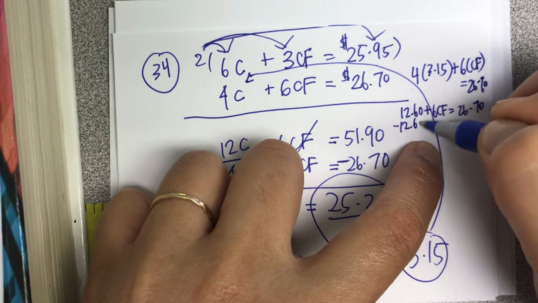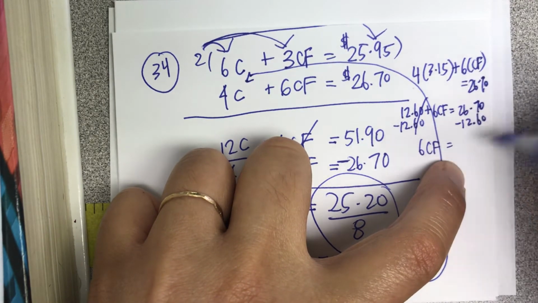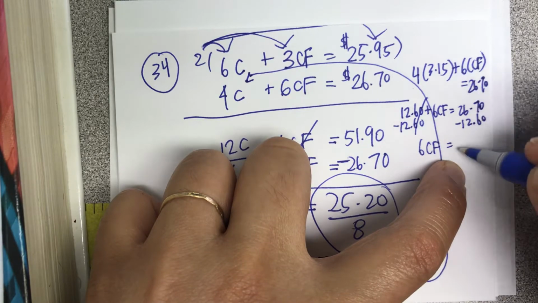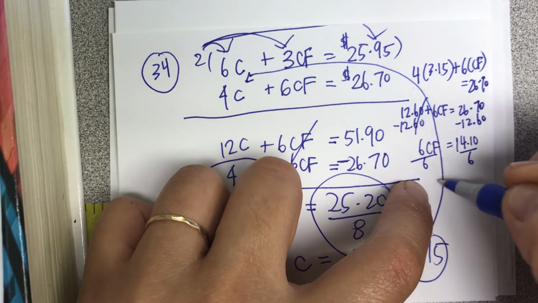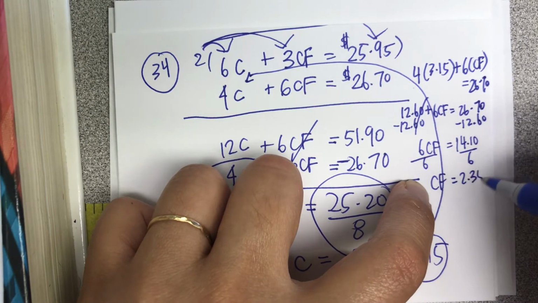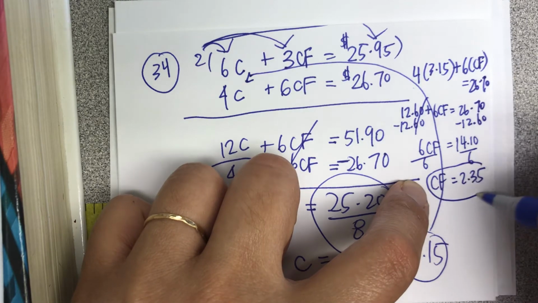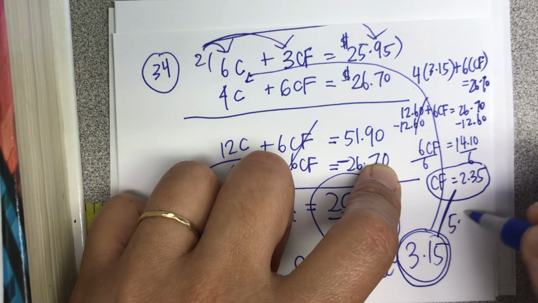Subtract out the 12.60, 6 CF is going to equal, if you put that in your calculator, $14.10, and divide out the 6, and you'll get the price of 1 coffee. That's going to come out to $2.35. So if you want to find the price of 1 coffee and 1 croissant, you add these together and you're going to get $5.50.